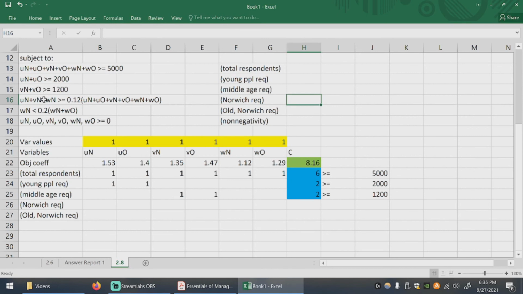I'm actually gonna do nothing. I'll just write it again. UN plus VN, the left-hand side, is already pretty simple. The right-hand side needs work. 0.12 multiplied in. Whoopsie. 0.12 multiplied in.